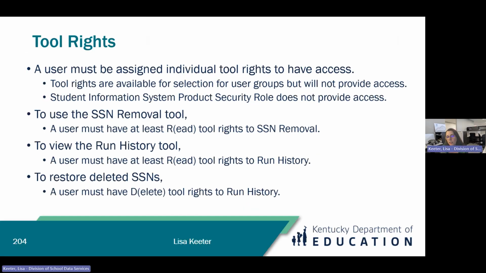I know some of you have already tried to go out and find the Social Security number tool. It's actually called SSN Removal, but you can't find it because the tool rights must be granted as an individual tool right. It is not automatically available to the Student Information System Product Security role. Kind of like Combined Person is limited, and you have to go add it to yourself. It's not part of the security role.